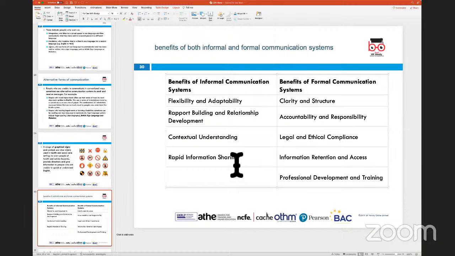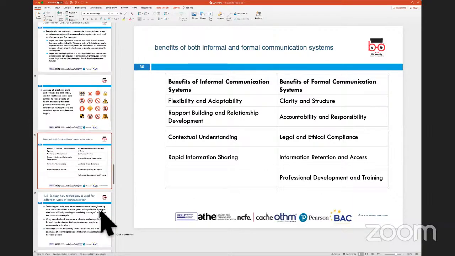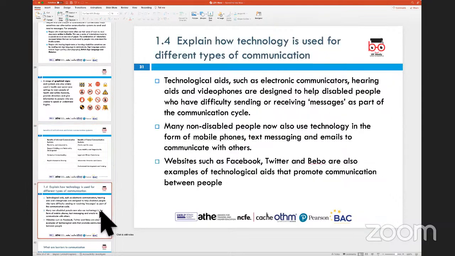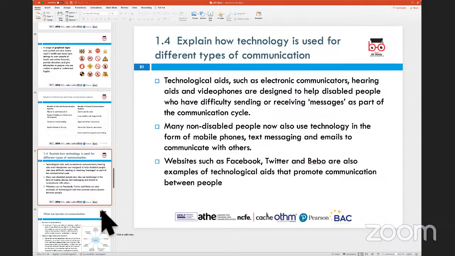So one-on-one communication tends to happen. It could be informal. Here, it is written, and it is primarily meant for retention and access or for record purposes. And that is where you'll use formal systems. And then last but not the least, when we look at training and development, which is happening within the health and social care sector, they would be benefits of formal types of communication. Any questions on the assessment criteria 1.3, which is benefits of both formal and informal communication?